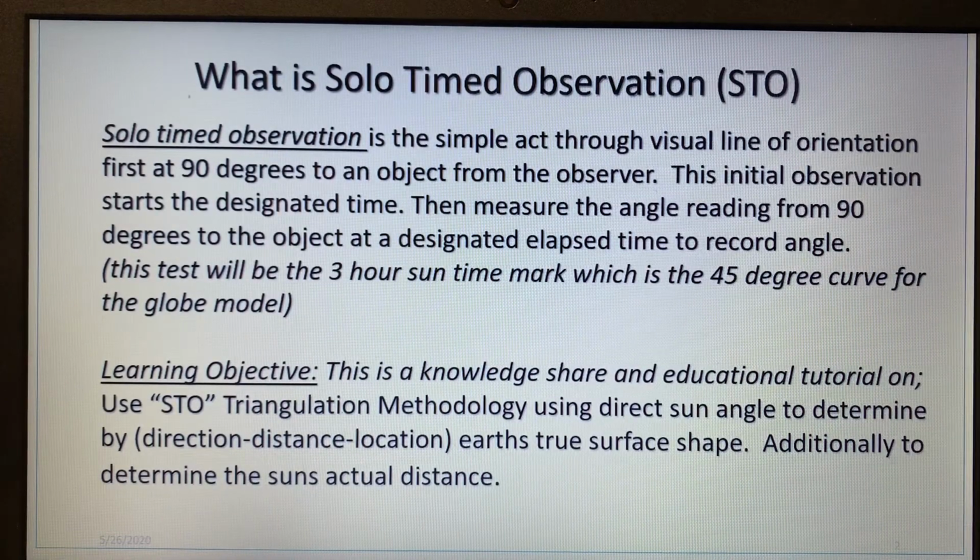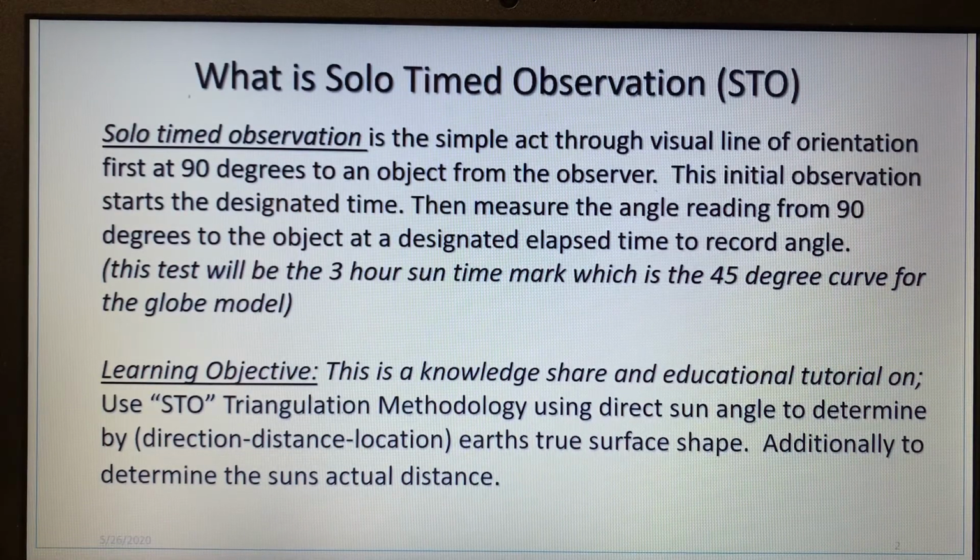What is solo timed observation, or STO? It's the simple act, through visual lines of orientation, first from 90 degrees to an object from the observer. This initial observation starts the designated time, and we're going to have a 3-hour time mark. Then measure the angle of the reading from 90 degrees to the object at the designated elapsed time and record the angle. This test will be at the 3-hour sun time mark, which is equivalent to the 45-degree curve for the globe model. So we're going to check for that curve to see if it's present.